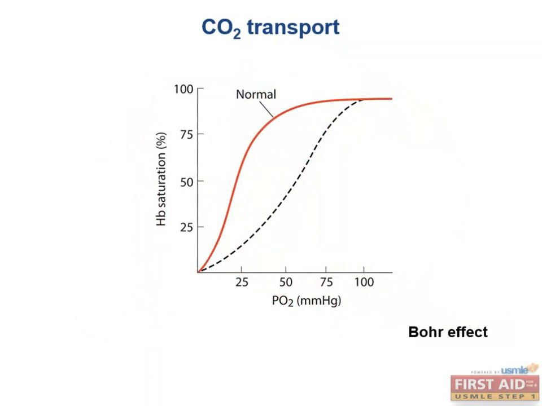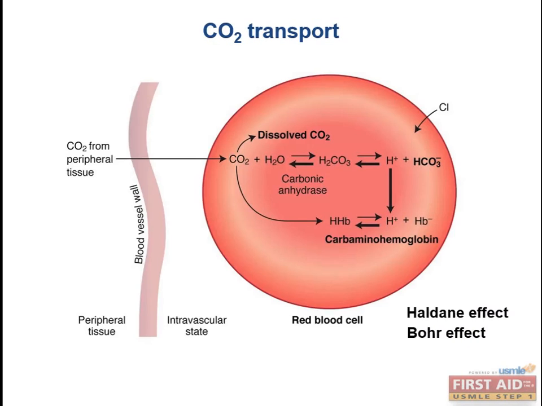As we alluded to earlier, the Bohr effect is when the increased H+ ion concentration in the peripheral tissues shifts the oxygen-hemoglobin dissociation curve to the right and favors oxygen unloading into the tissues. Finally, I'm going to talk a bit about the chloride shift, which is not discussed in First Aid. When you make a lot of bicarb, it has to go somewhere.